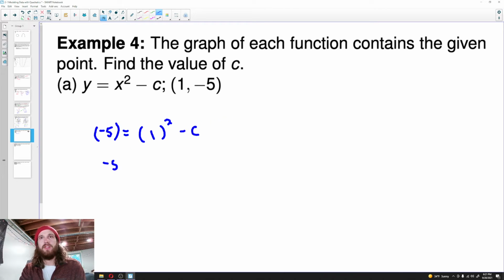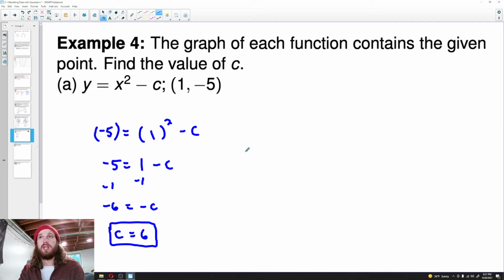So I'm going to simplify the left side, simplify the right side, 1 squared is 1, and then solve for c. There's a couple ways we can do that. I'm going to subtract 1. We'll get -6 equals -c, so c equals 6. So what we just did in Desmos matches up with the algebra that we're doing as well.